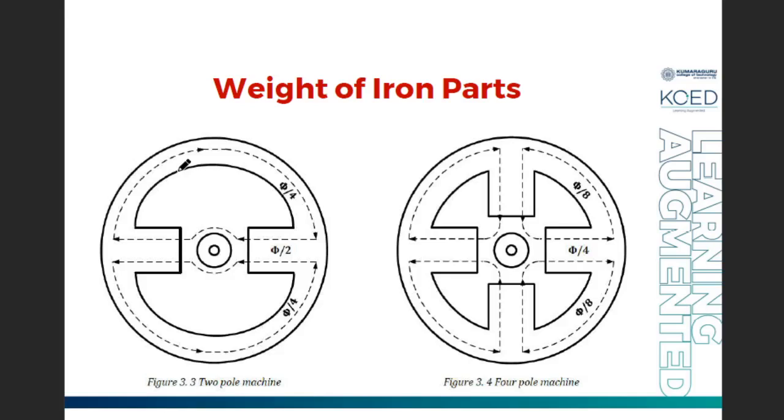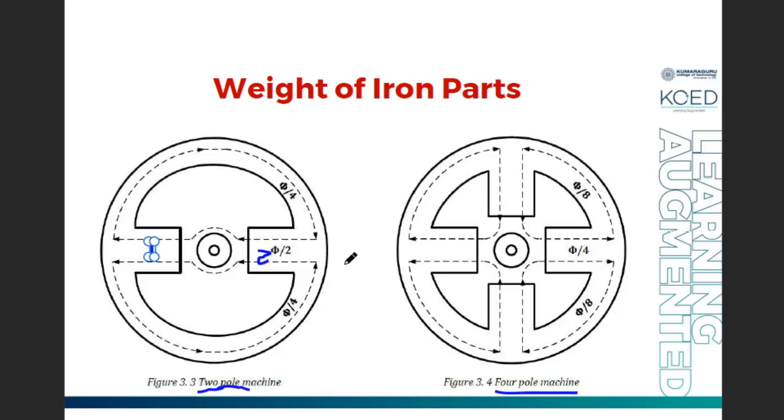The next factor is the weight of the iron parts. What relation does the choice of the number of poles have with the weight of the iron parts? Okay, here we are seeing two different machines. The first machine is a two-pole machine. You have poles here. This is pole 1 and this is pole number 2. So you have two poles here, so we are calling it a two-pole machine, and you have four poles here, so we are calling it a four-pole machine.